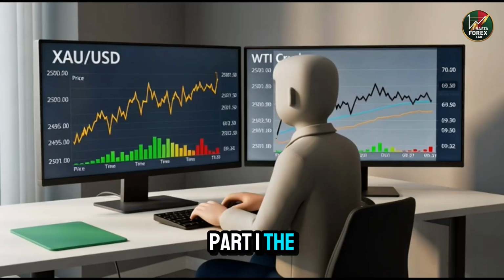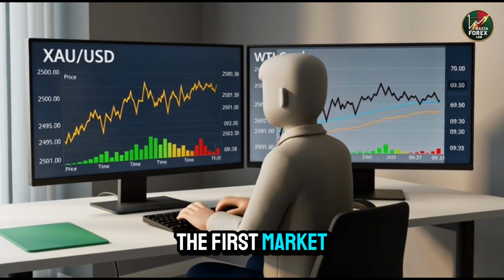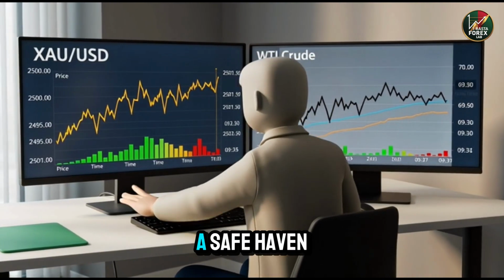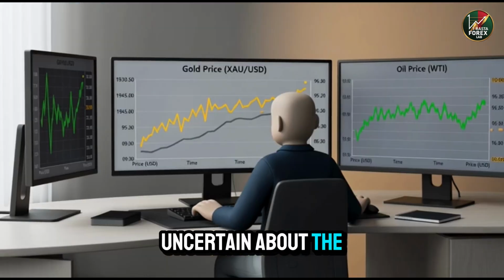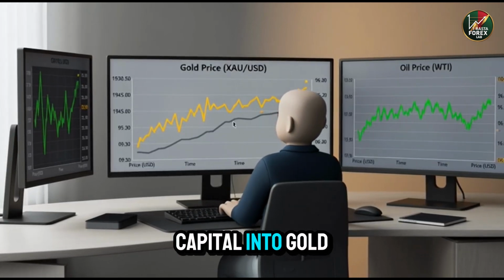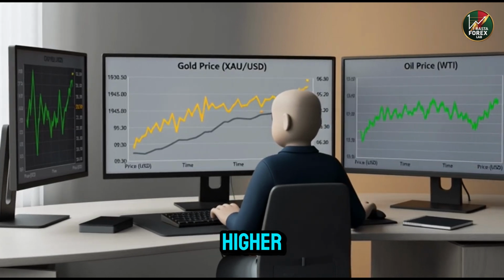Part 1. The safe haven trade, gold. The first market traders watch during war is gold. Gold is considered a safe haven asset. When investors become uncertain about the economy or global stability, they often move capital into gold. This increased demand can push prices higher.